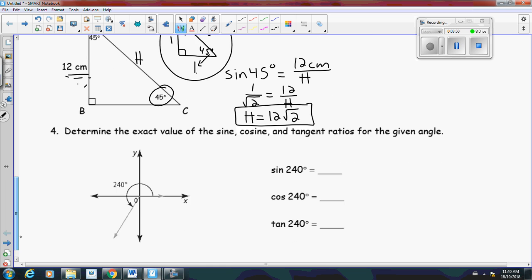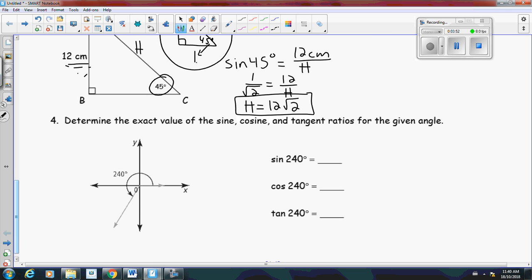Okay, your question 4 I think is on the next page. This one is here. So determine the exact value of the sine, cosine, and tangent ratios for the given angles. So here we have an angle in standard position of 240. And we want to know the sine, cosine, and tangent ratio. So remember for this, we need two things. We use our reference angle here, which in this case, if we do 240 subtract 180, we're going to get a reference angle of 60 degrees.